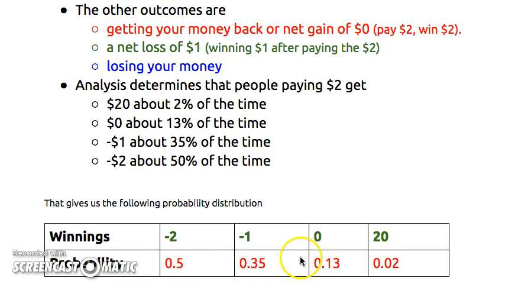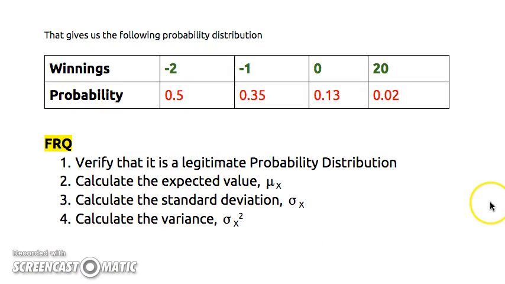So your free response question is going to be in regard to this. I'm going to show you the question and then we're going to go over how to answer it. First, you're going to verify that it's a legitimate probability distribution. Remember, that's a review, so think about what's involved with that. And then calculate the expected value or mean, mu of x, the standard deviation, and the variance. So we'll go over 2, 3, and 4 right now.